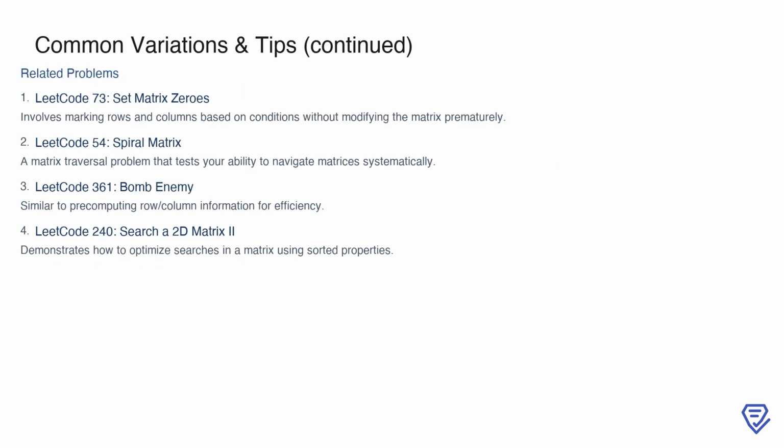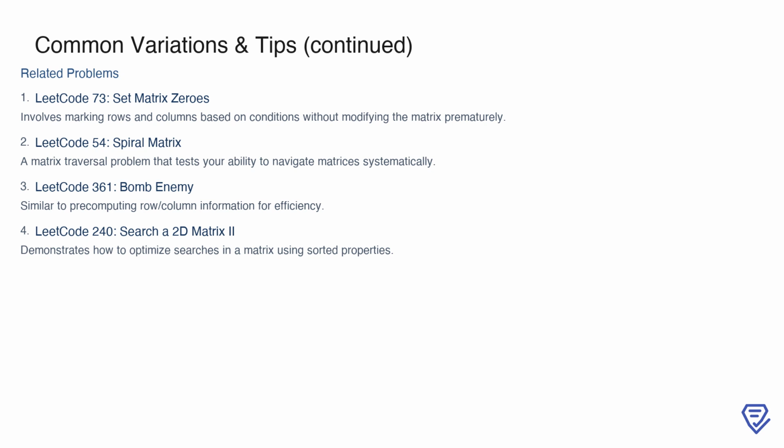Now, let's look at some related problems that can help you deepen your understanding of matrix-based challenges. LeetCode 73, Set Matrix Zeroes, involves marking rows and columns based on specific conditions, and it emphasizes the importance of not modifying the matrix prematurely. This is similar to avoiding side effects in the current problem.